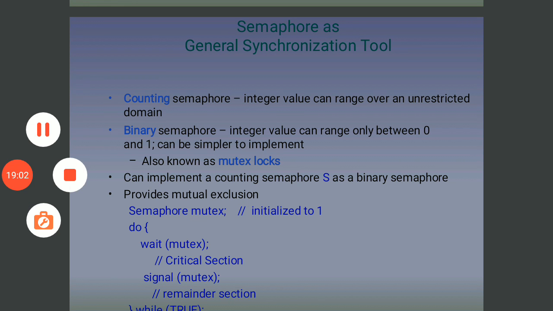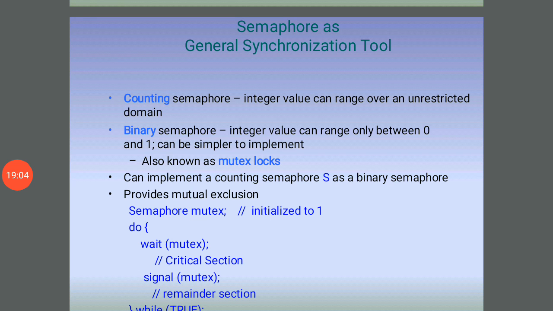So it is also known as mutex locks and can be implemented using counting semaphores, as binary semaphores provide mutual exclusion. The semaphore mutex is initialized to 1: do wait(mutex), critical section, signal(mutex), and the remainder section. So this is the do while program execution code.